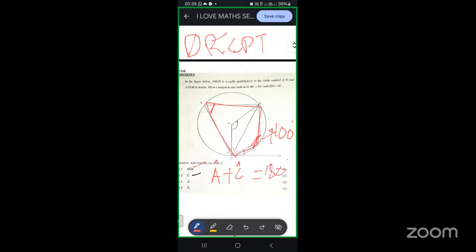Then remember, you will write your reasoning there: opposite angles of a cyclic quad are supplementary. A is the unknown you're looking for, and C is 100 degrees, so A plus 100 degrees is equal to 180 degrees. Then angle A will be equal to 180 minus 100. Therefore, our A is 80 degrees. Then you are done just like that.